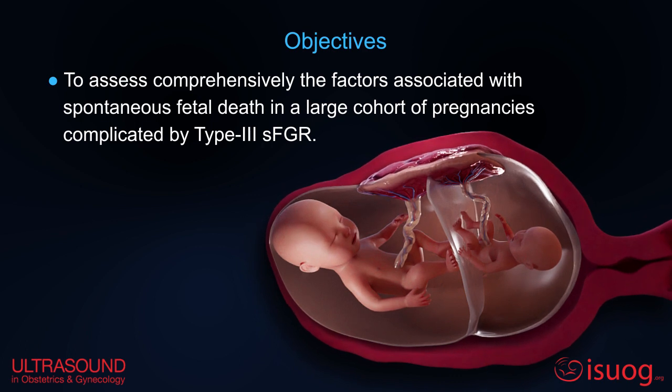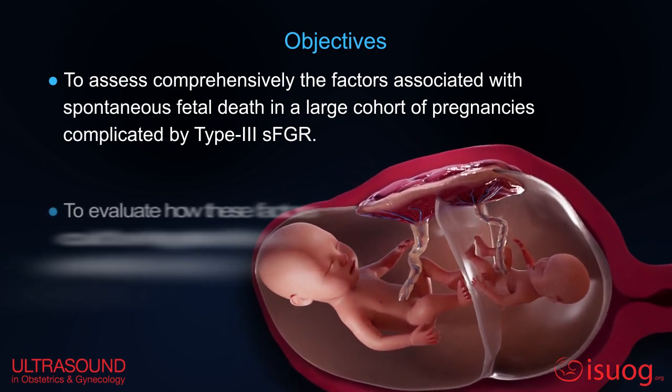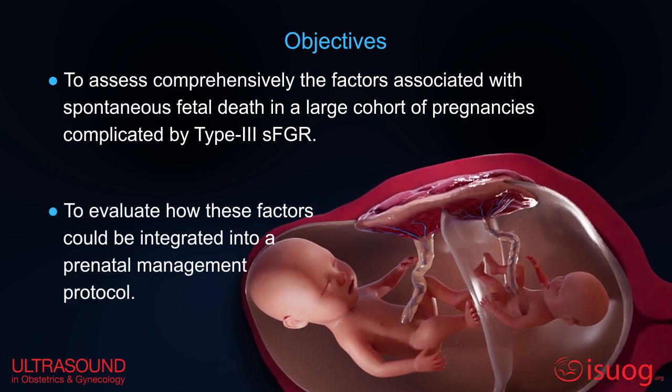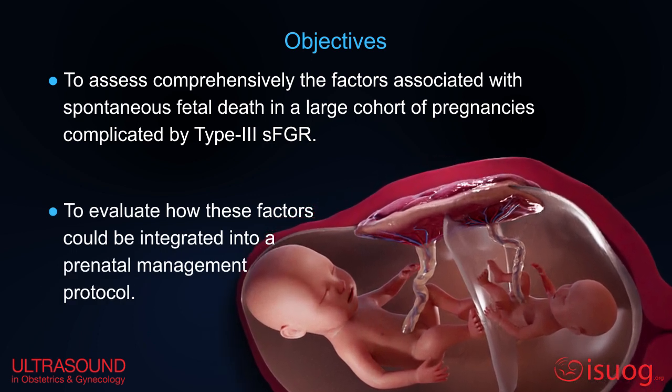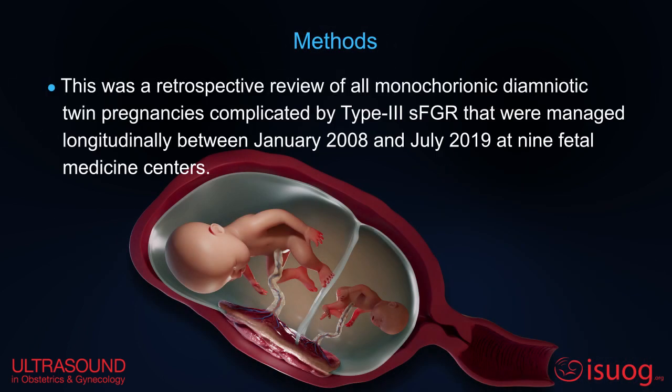The objectives of the present study were to assess the factors associated with spontaneous fetal death in a large cohort of pregnancies complicated by type 3 SFGR, and to evaluate how these factors can be integrated into a prenatal management protocol. This was a retrospective review of monochorionic diamniotic twin pregnancies complicated by type 3 SFGR that were managed longitudinally at 9 centers.